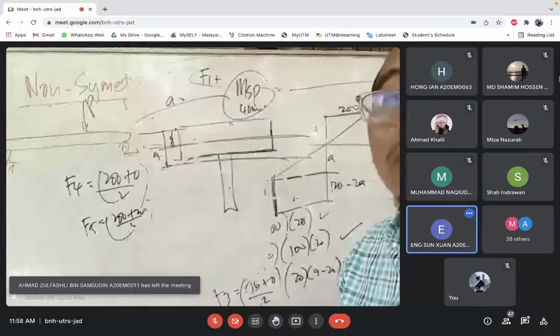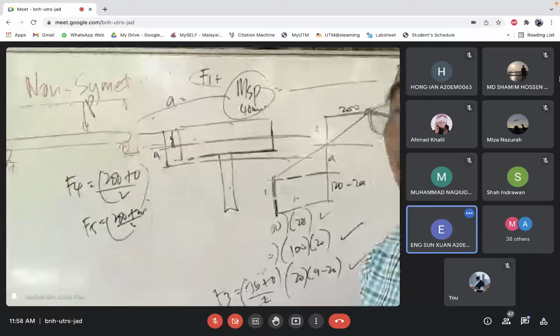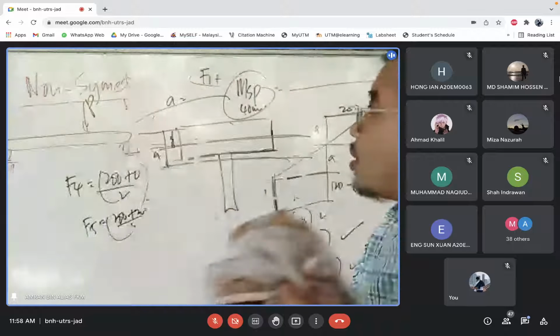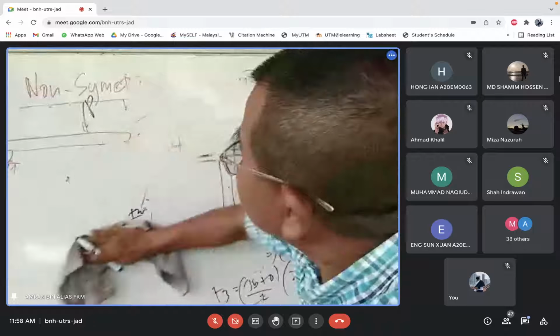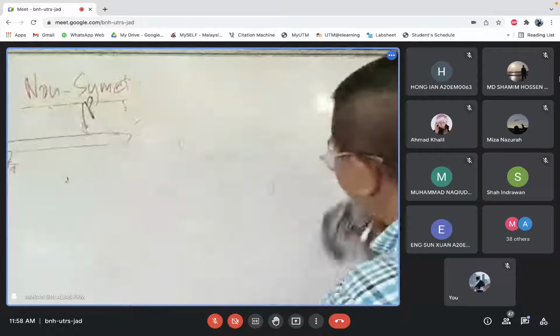Can also? But then the top and the bottom have different areas already for the plastic. So the top and bottom are not different, right? So no problem.